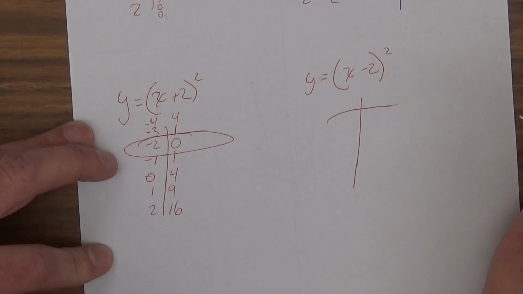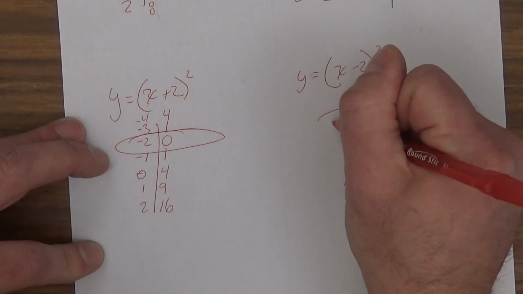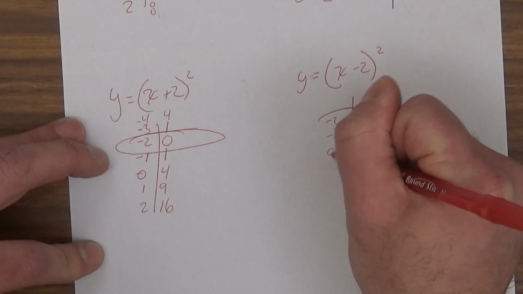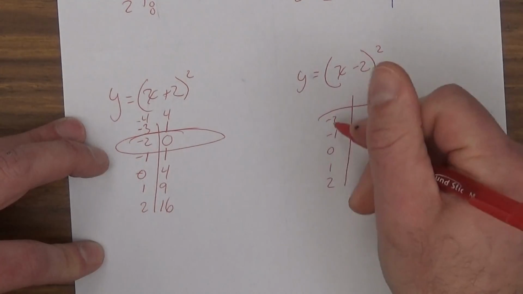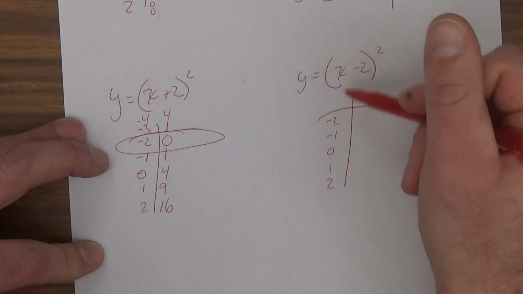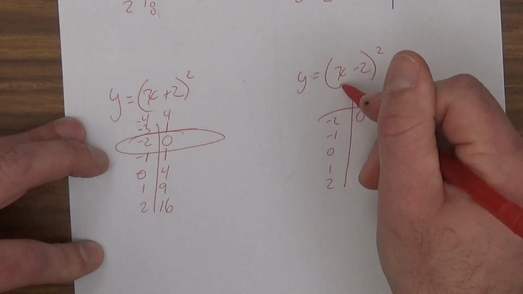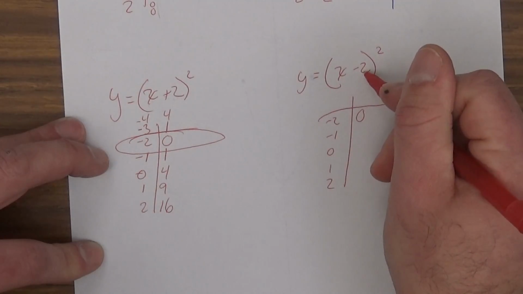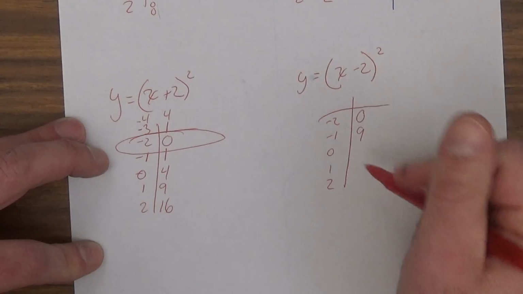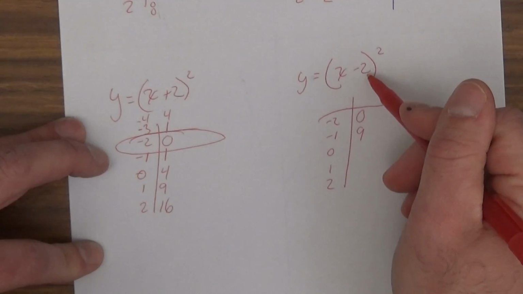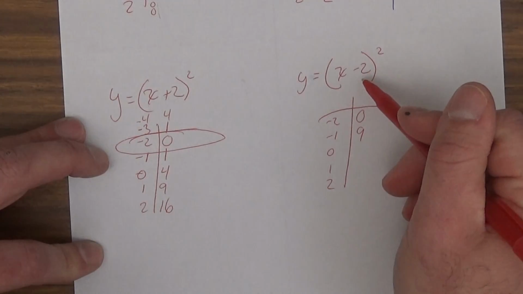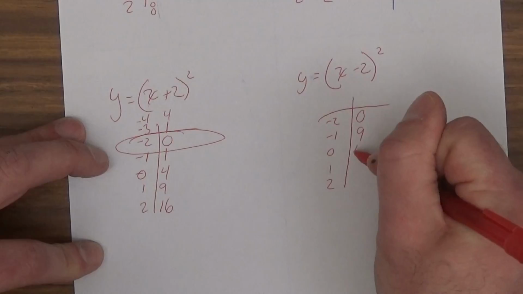Okay. All right, let's look at this one. Negative 2, negative 1, 0, 1, 2. I always start there. It's a good place to start. Negative 2 minus 2 is 0 squared, which is 0. Negative 1 minus 2 is negative 3 squared, which is 9. 0 minus 2, oh man, 0 minus 2 is negative 2 squared, which is 4.